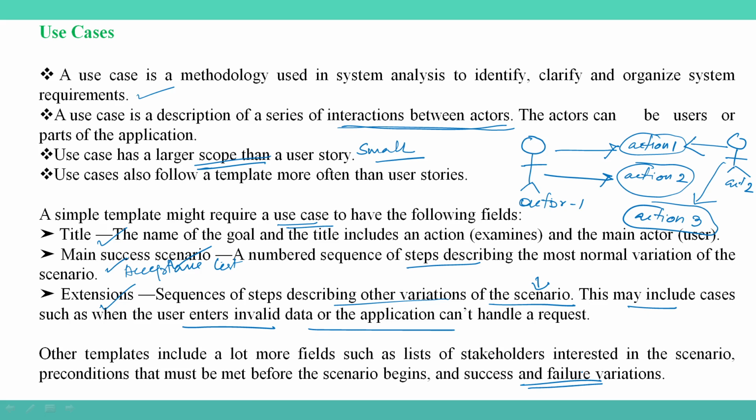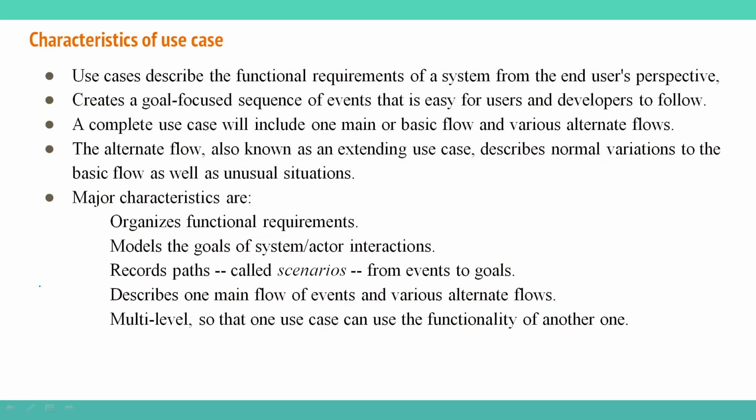Any number of pieces of information required in the use case can be written, but it is mandatory that it should have these things, that is, title, main success scenario, and the extensions. What are the major characteristics of representation of use cases? The use cases describe the functional requirements of the system from the end user perspective. So both the things are representing or capturing the end user requirement.